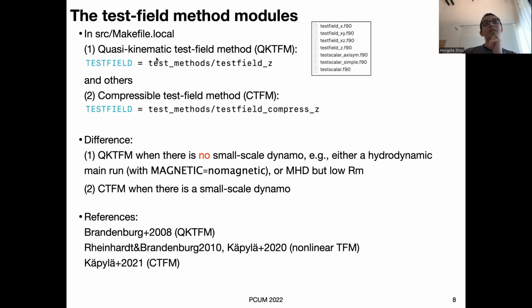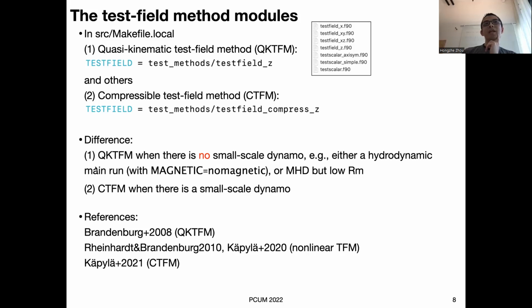One is the quasi-kinematic test field method. For example, test field X, XY, XZ, and Z, those are all quasi-kinematic ones. And there is also the compressible test field method, which is this test field compress Z. So the difference between the quasi-kinematic method and the compressible method is that it depends on whether you have a small-scale dynamo in your system. If you want to study a kinematic dynamo, then you can use the quasi-kinematic method.